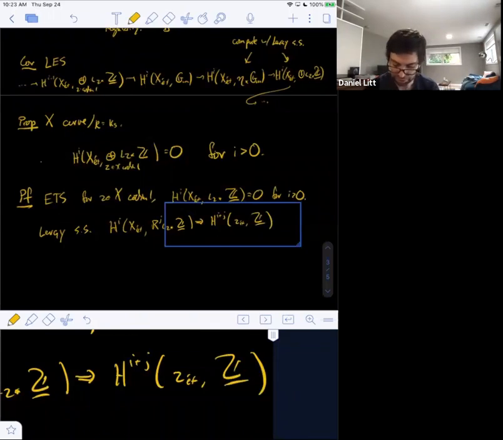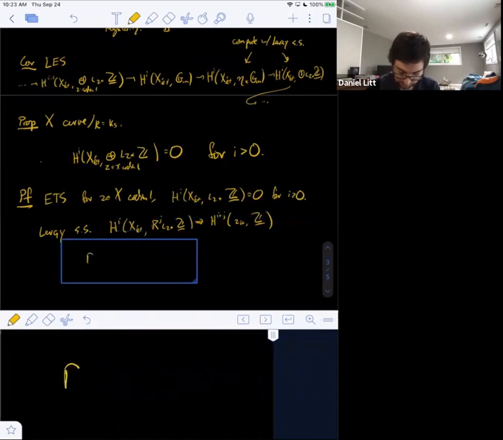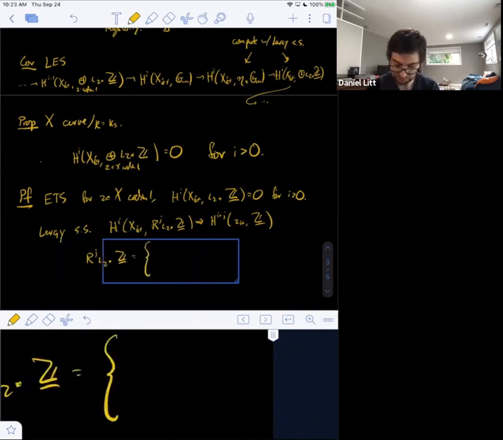Okay, so can you help me? Let's try to unwind these things. So first of all, what is R^j lower of iota_Z lower star of Z? Can anyone help me compute this?